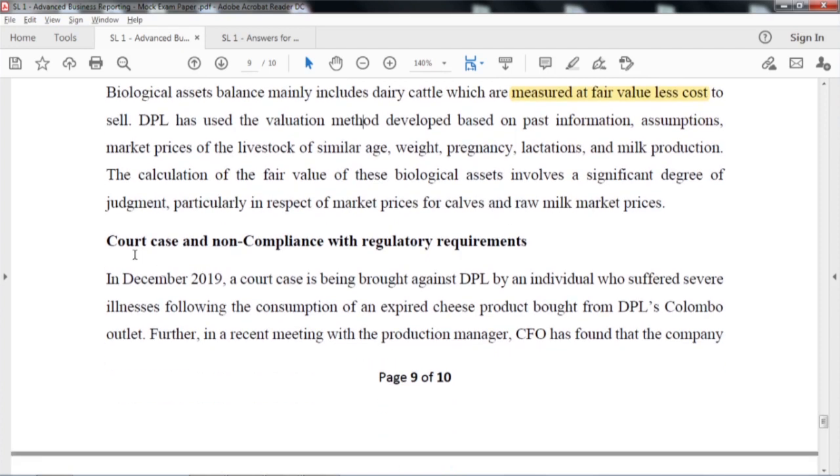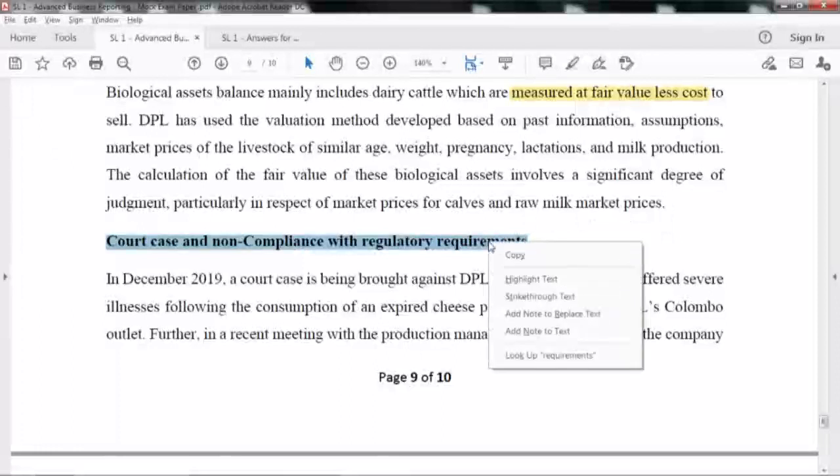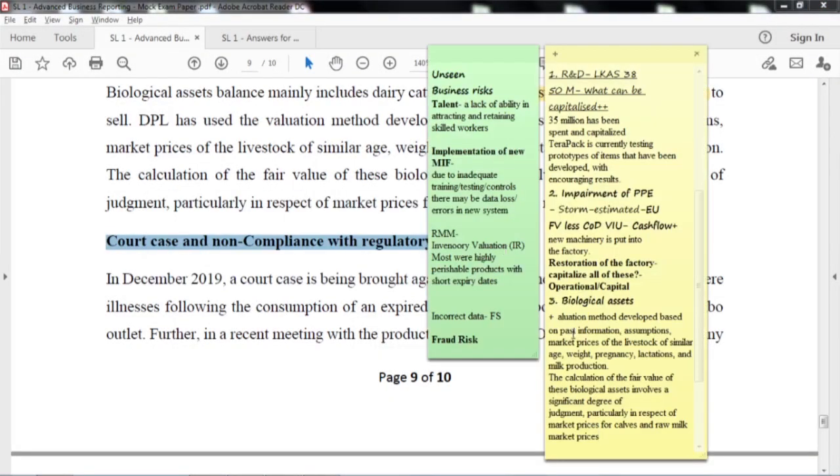Then there is probably new information, and that is a court case, right. So, definitely this court case is going to come as an audit risk or risk of misstatement. And now, what is the topic even without reading the case study? When there is a court case, our issue would be whether it is a provision or a contingent liability.